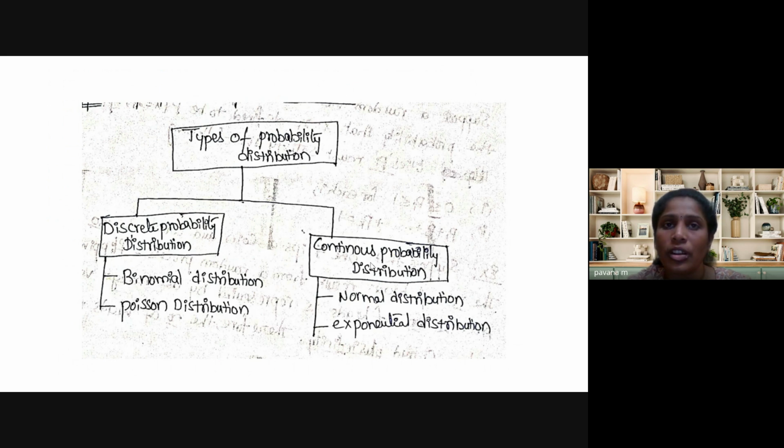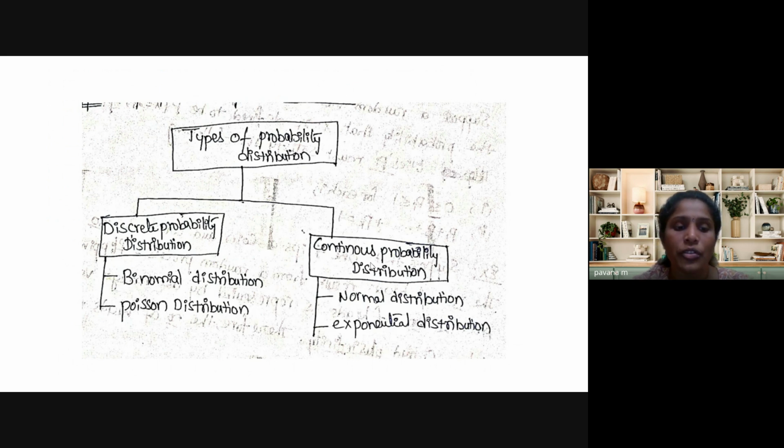And continuous probability distribution means you can't express that particular probability distribution in a single number. It is a continuous process. Suppose the height of the students in a particular class, or the weight of the students, or the marks of a student in a particular class, it is a continuous distribution. You can't specifically say this particular point is the probability of that situation, right? You can't express that in an integer. So that is continuous probability distribution.